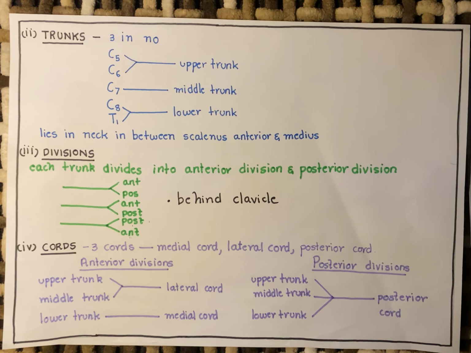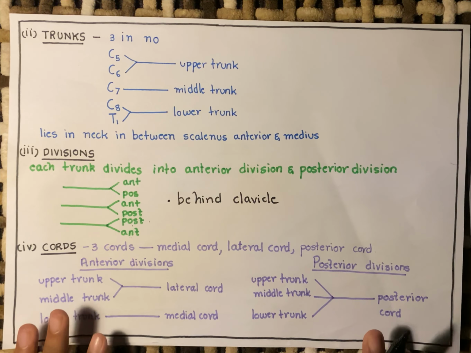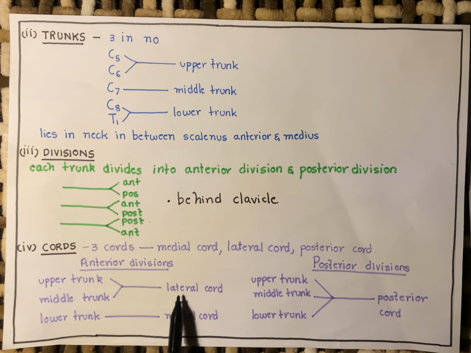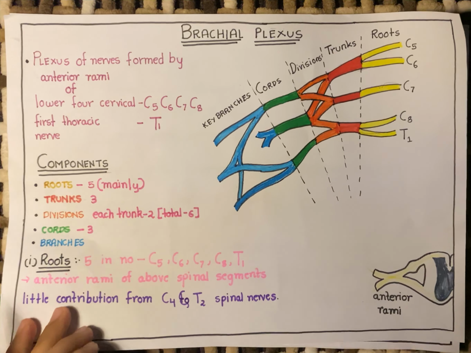First we had roots in the neck, which formed trunks, and these trunks while descending divided into anterior and posterior divisions which are situated behind the clavicle. Now, these anterior divisions and posterior divisions will further form 3 cords: the lateral cord, the medial cord and the posterior cord. For better understanding, I've represented the anterior divisions and posterior divisions separately, as follows. The anterior divisions of the upper trunk and the middle trunk are going to fuse to form the lateral cord. How will we represent this in the diagram?